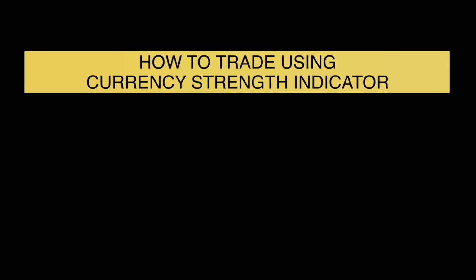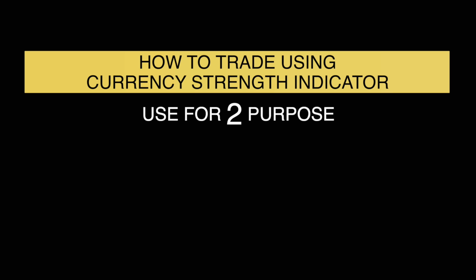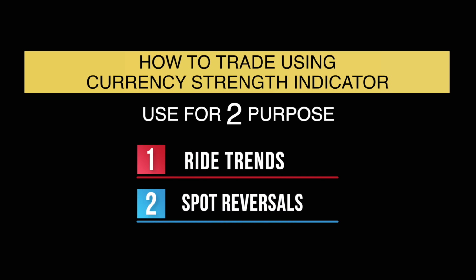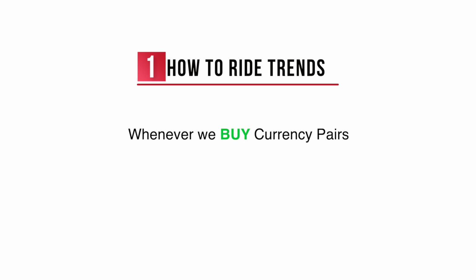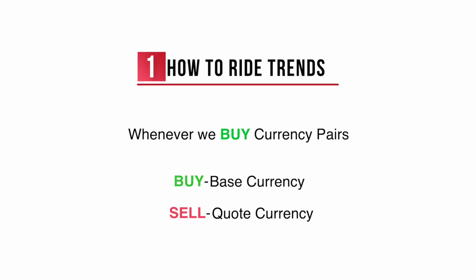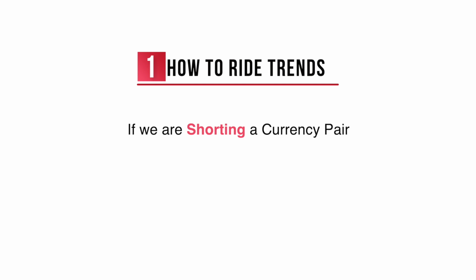Now let us see how to trade using the currency strength indicator. So the currency strength meter can mainly be used for two purposes. The first one is to ride trends and the second one is to spot reversals. Now first, let us try to understand how to ride trends. So whenever we buy currency pairs, we buy the base currency and sell the quote currency, right? And on the other hand, if we are shorting a currency pair, we are selling the base currency and buying the quote currency.